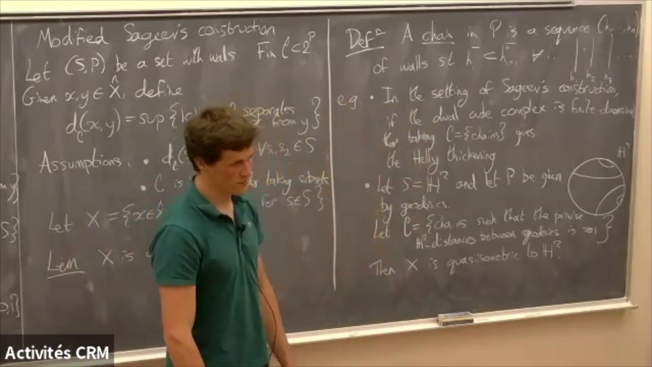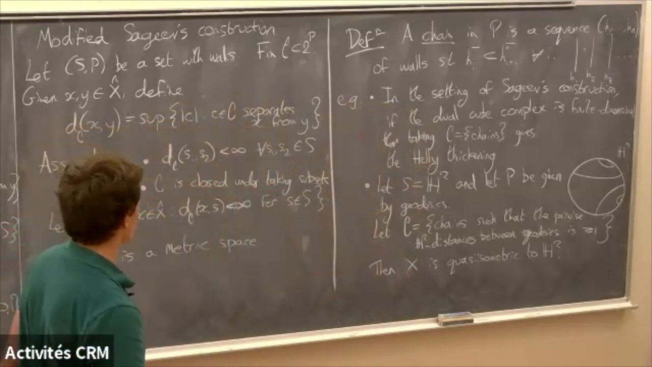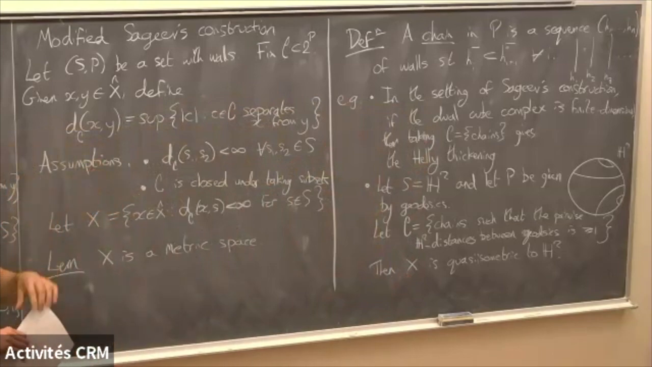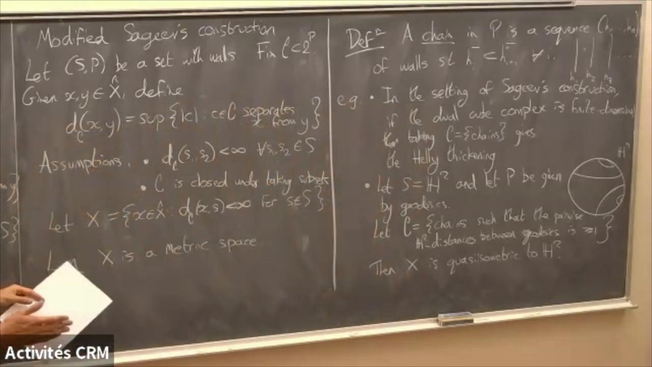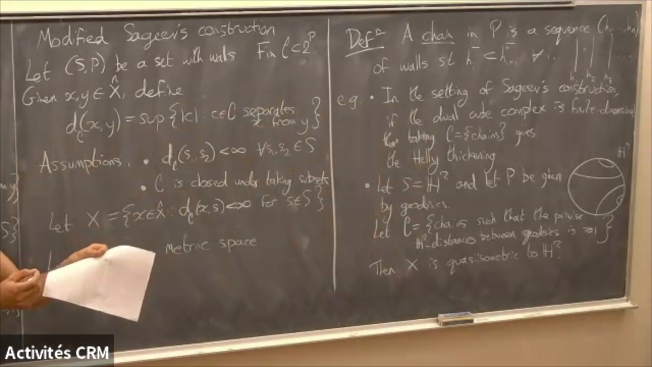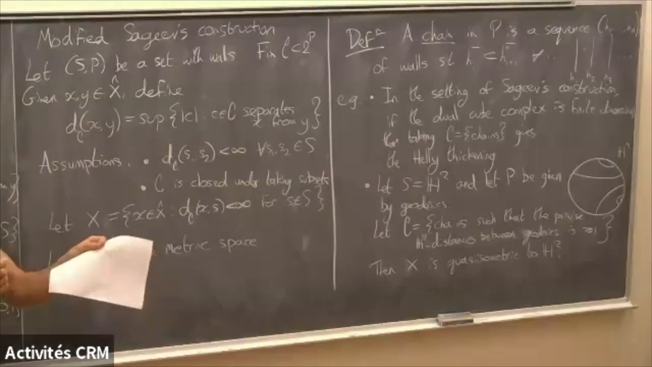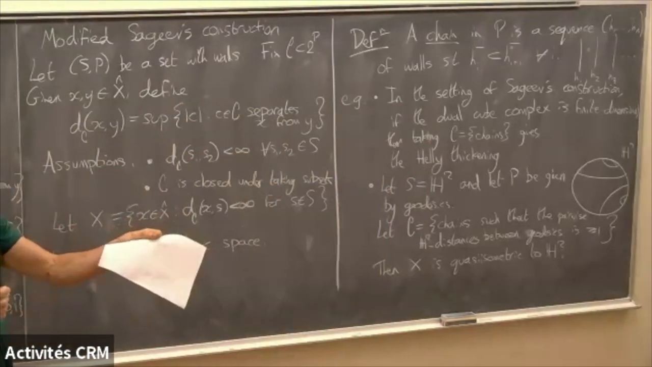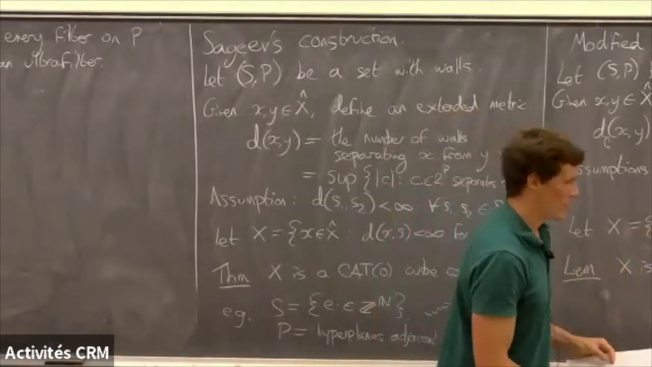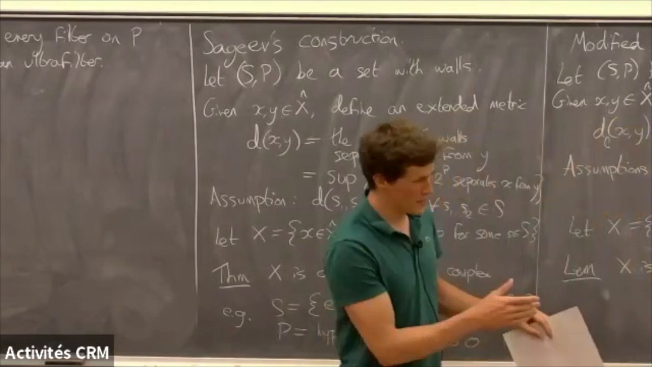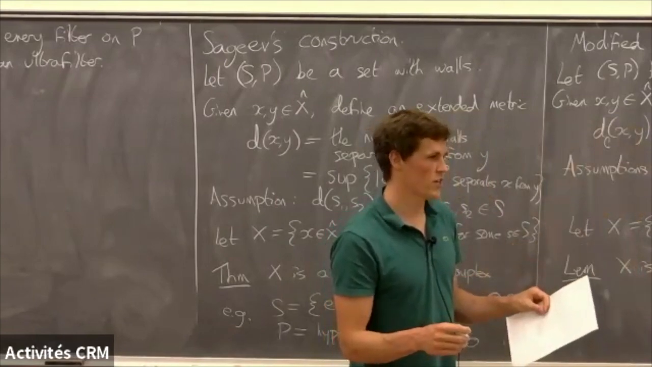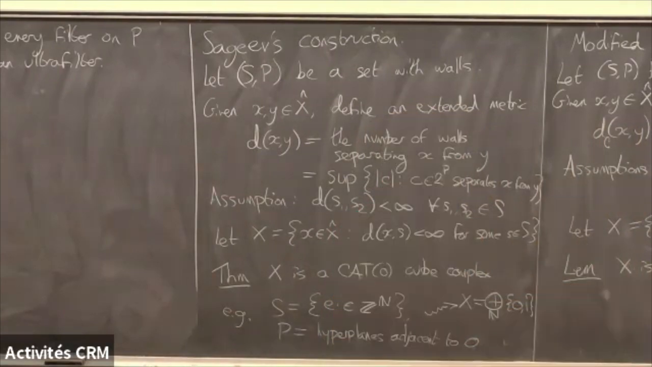This definition right there is for C to separate X from Y, separation. A wall is a partition into two sets, and if you've got 2 points, then the wall separates those points if one of them lives in one half and the other lives in the other half. So a point in X hat is a choice of half space for each wall, and it's just saying that on this wall they chose different half spaces.